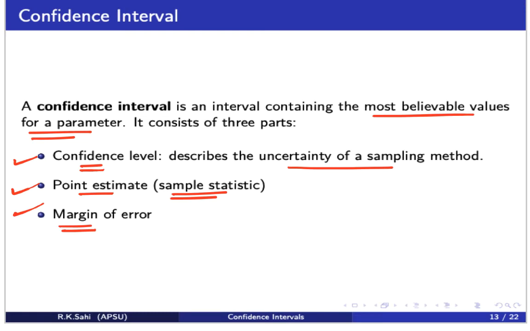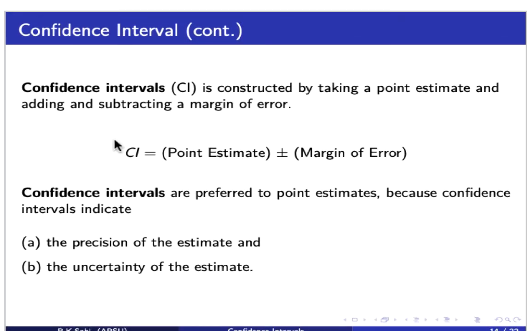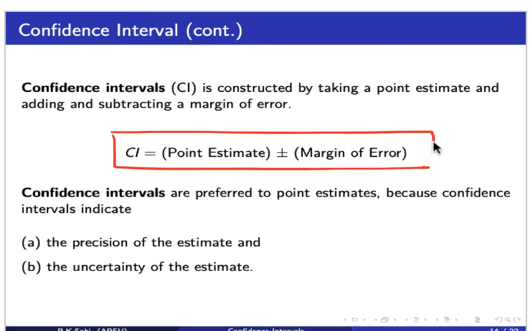So we have three things, guys, to make our confidence interval. Let's write it down in a nice little form. A confidence interval is constructed using this formula: a point estimate plus minus the margin of error. Confidence intervals are much more preferred to point estimates because they contain not only the precision of the estimate, but also the uncertainty. And that's why the margin of error pops up. Let's do an example.